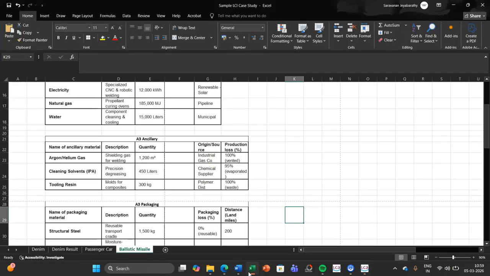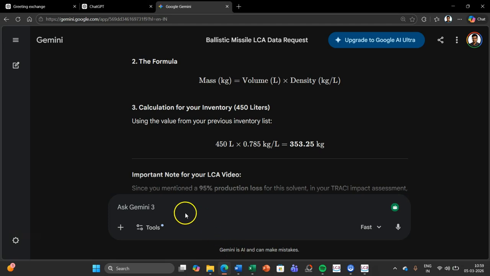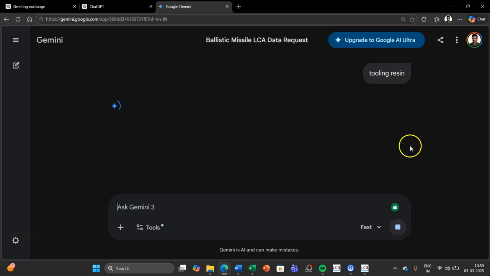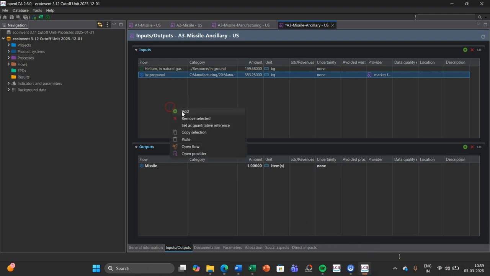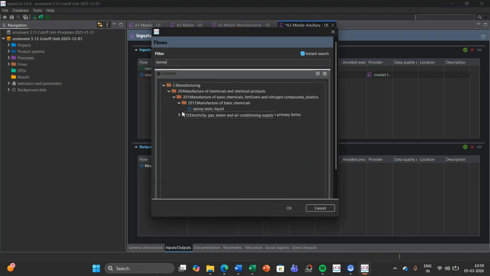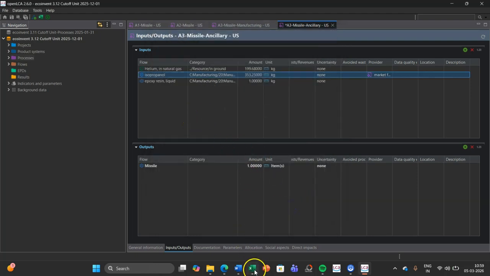Okay, then tooling resin. What is tooling resin? So that might be a glue kind of material, or epoxy. Yes, epoxy. Or vinyl ester. Let's look for epoxy. Epoxy resin liquid. Okay, nice, it is there. What's the value? 300 kg.